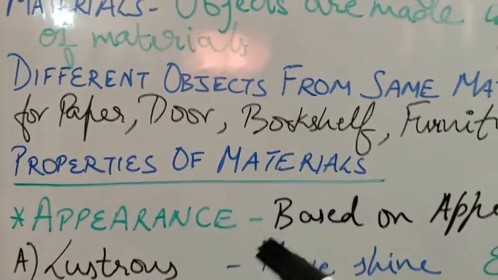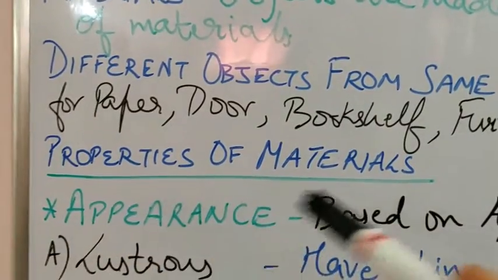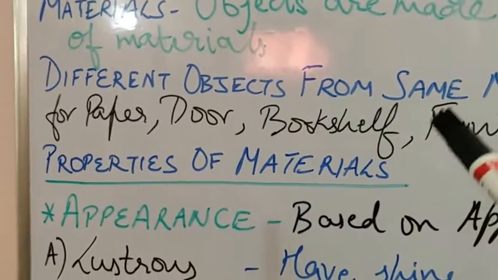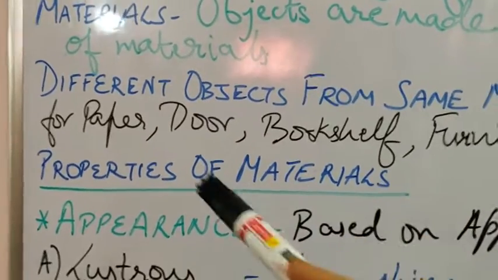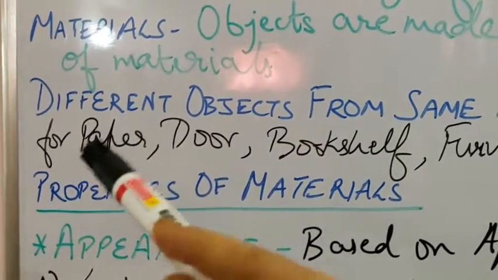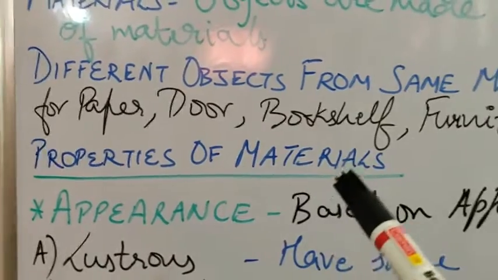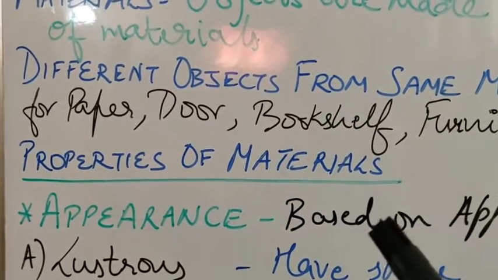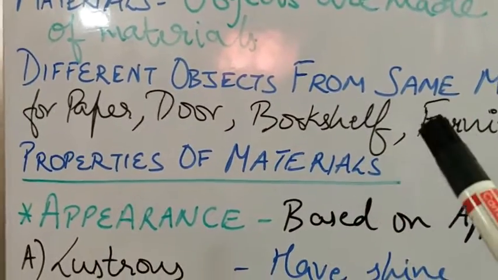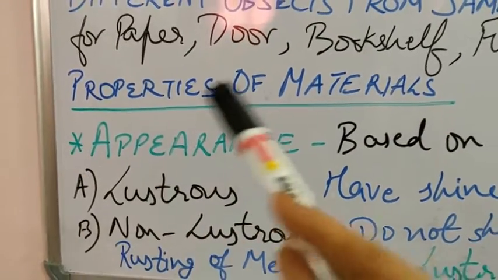We cannot use cloth for storing liquids, similarly. So we should first know the properties of materials, and only then can we make an object out of that material, because all objects have to be put to one use or another. If the property of the material is not according to the use of that object, that material cannot be used for making that object. So the first property, as you see, is appearance.